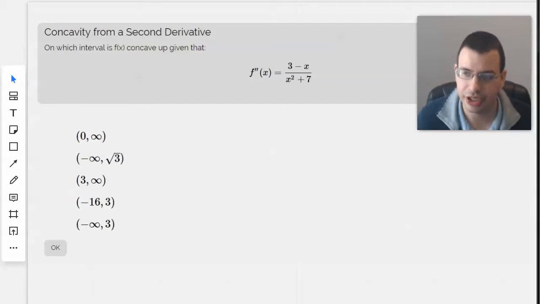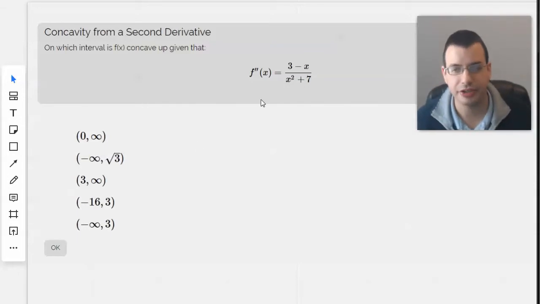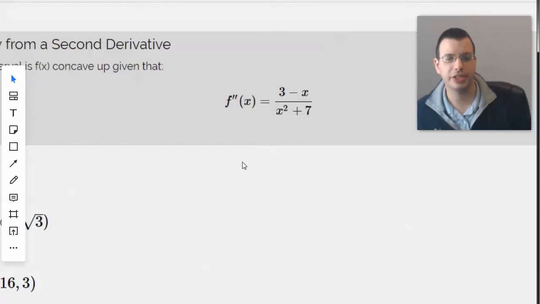On which interval is f of x concave up, given that f double prime of x equals (3 minus x) over (x squared plus 7)? Okay.